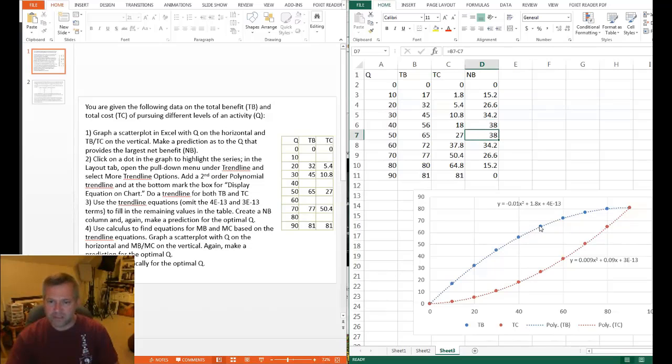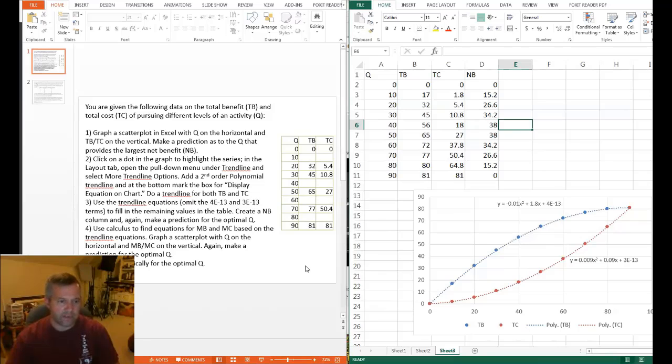Because, again, just the way these curves are shaped, I get 38 here, the difference here is 38, but somewhere in between, the difference is probably greater than 38. And I might just make a guess and say somewhere around 45 probably is going to be where the net benefit is the biggest.